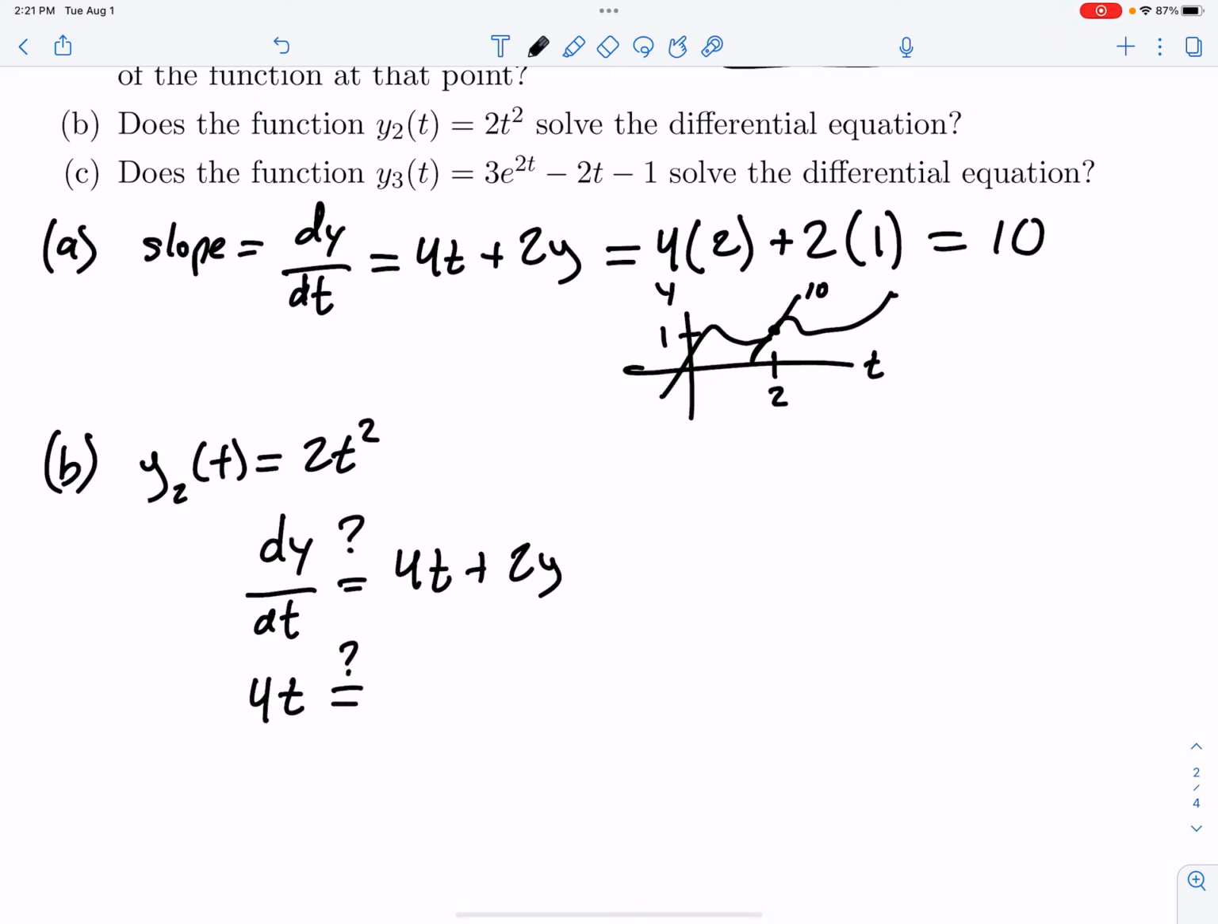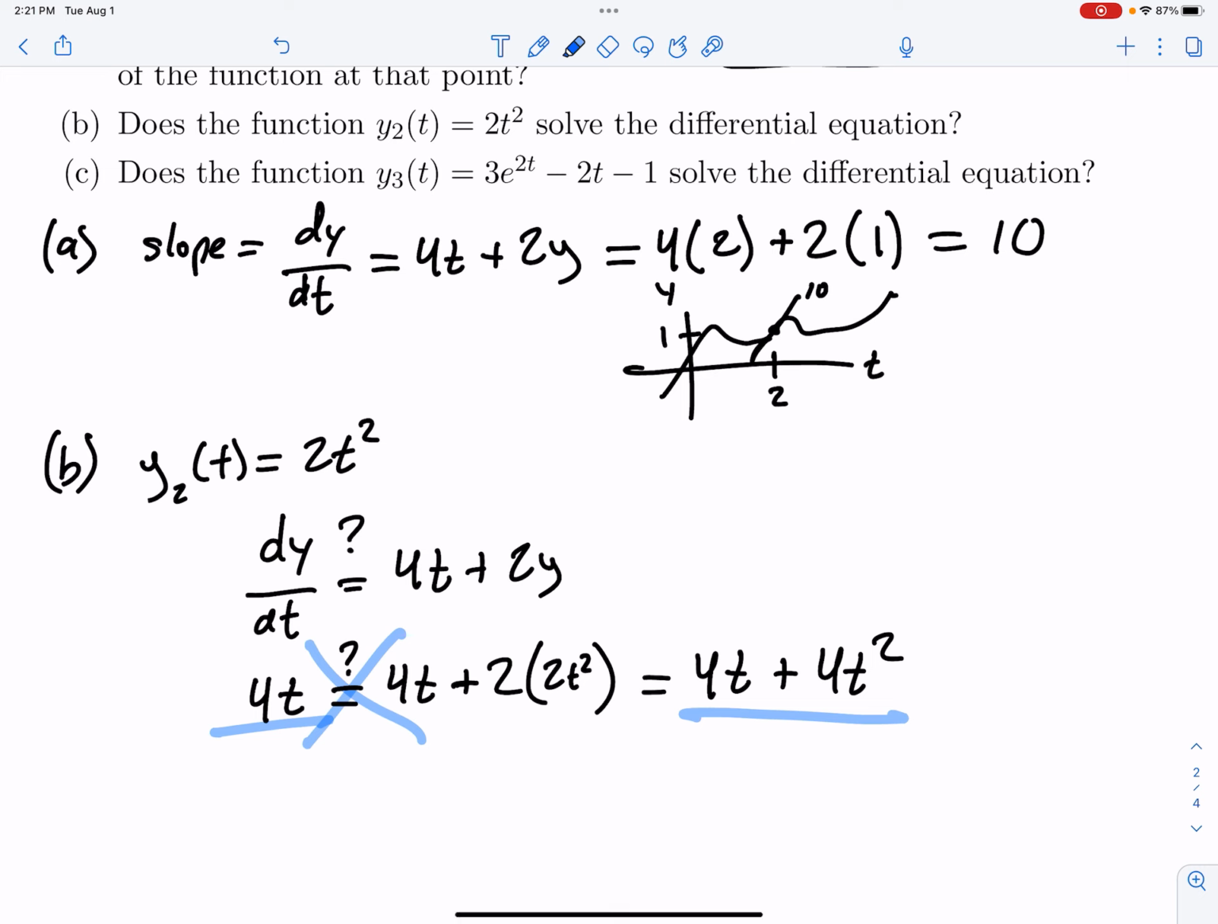On the other hand, is that equal to 4t plus 2 times y, being the solution y2 of t, which is 2t squared right here? When I add 4t plus 4t squared, is that equal to that? And it is not. So it is not a solution. For it to be a solution, it has to solve the differential equation.